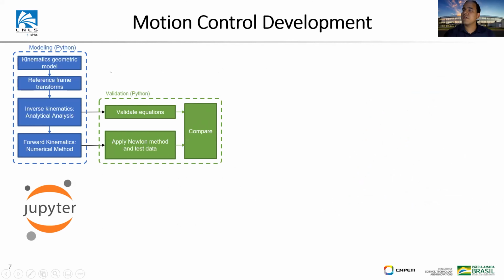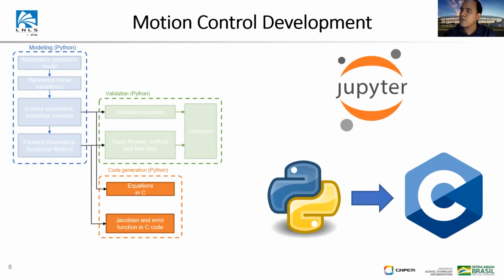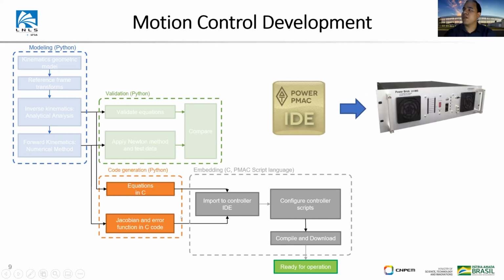After the validation, we used again the Jupyter notebook to generate C codes of the equations and also from the Jacobian error function, which we were able then to import to the controller IDE. We also had to configure some controller scripts, like the motion scripts and the configure scripts, and we were able to compile and download into the Delta Tau Power Brick LV. After that, we were ready for operation.